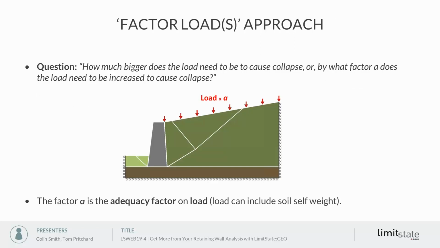One is a factor load approach. The simple question is, how much bigger does a load need to be to cause collapse? So by what factor A does the load need to be increased to cause collapse? Here we have a surcharge on the surface of the soil behind a retaining wall. By how much do we have to increase that surcharge to get collapse? That's the sort of question we're going to ask. And that's our factor of safety on load, and in the software we call that the adequacy factor on load. We can apply that to surface surcharge. We could also apply that to the weight of the soil behind the wall.